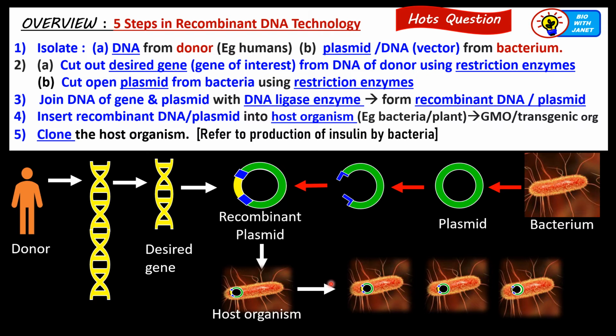Now, then we clone the host organism to produce many genetically identical copies of it, right? So that each of the cells will have this new recombinant plasmid. And the gene in this recombinant plasmid, the foreign gene here, like the gene for production of insulin or the gene for production of growth hormone, this gene will direct the synthesis of the protein that is required. Okay.